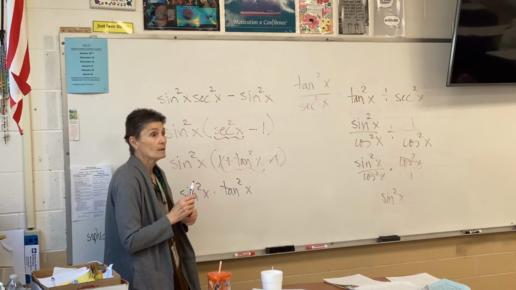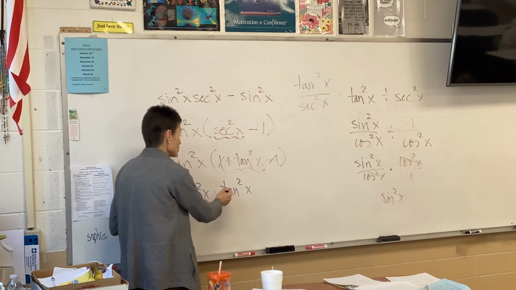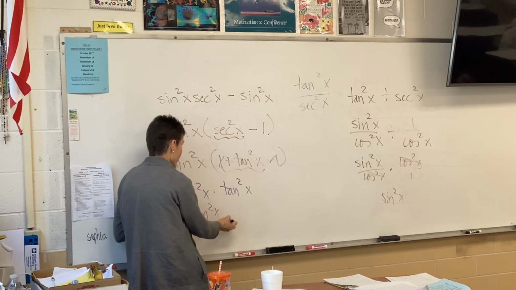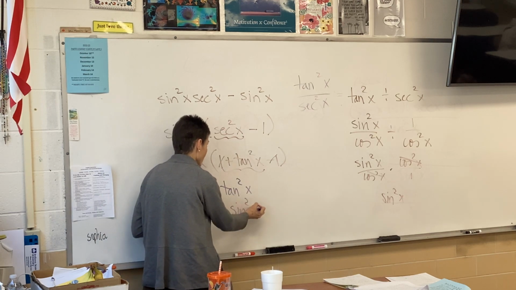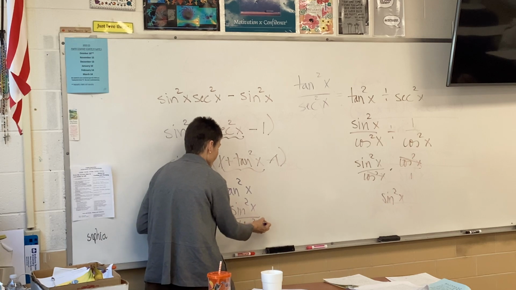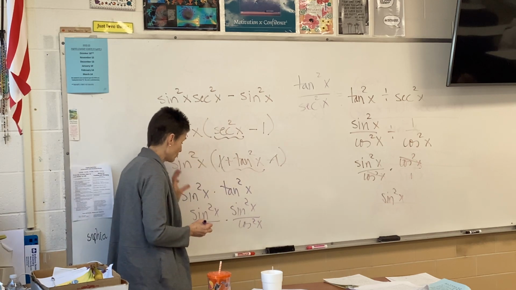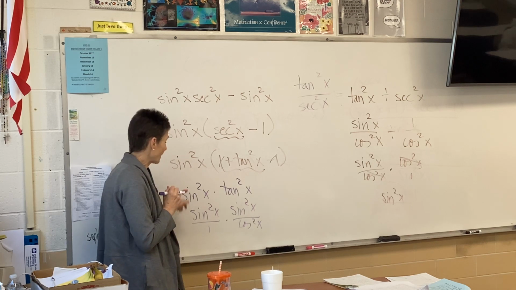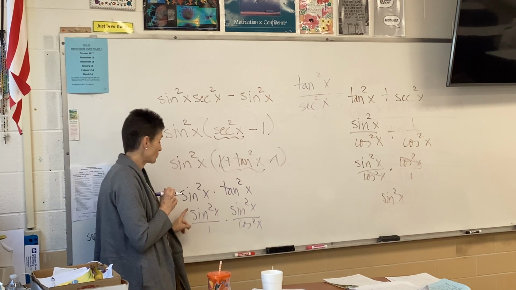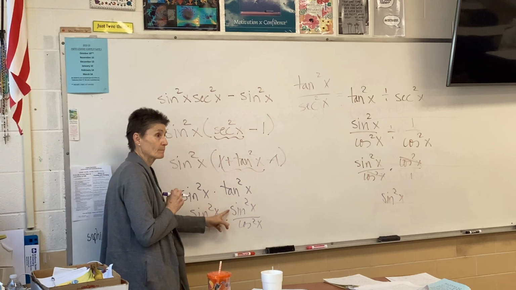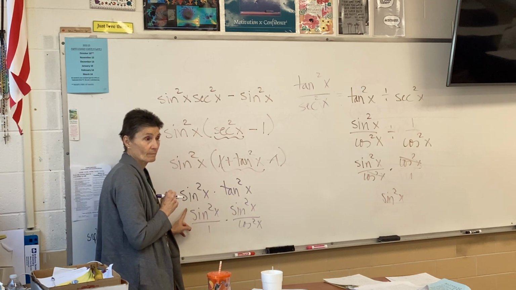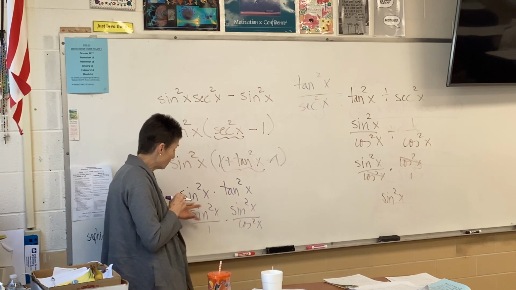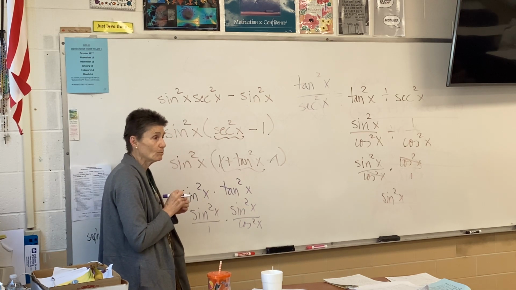Change tangent to sine over cosine. Exactly. Tangent squared is sine squared over cosine squared. Oh, shoot. Usually when we make that change, things cancel. Not this time, right? Nothing's going to cancel, these are both on top. So I'm going to multiply. What do I get when I multiply these together? What's in my numerator?